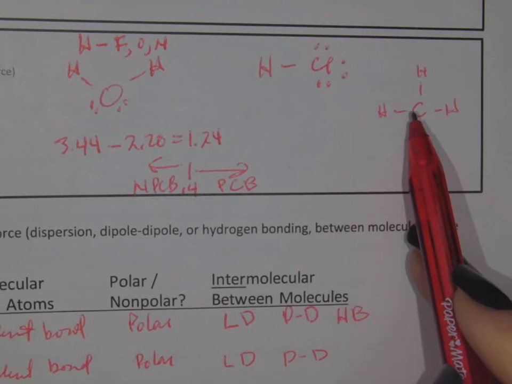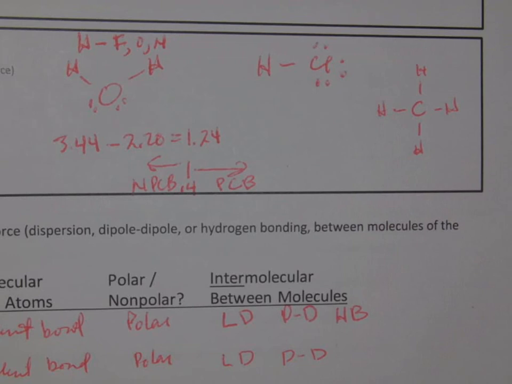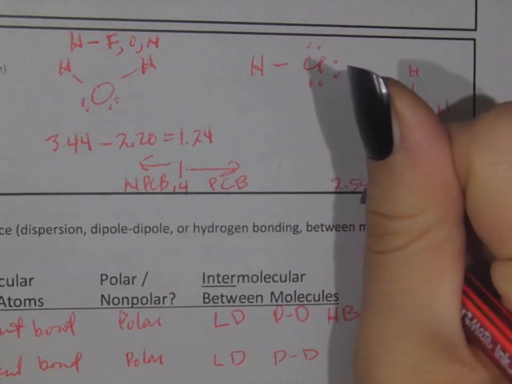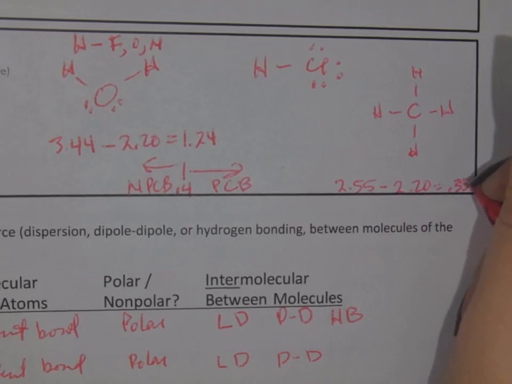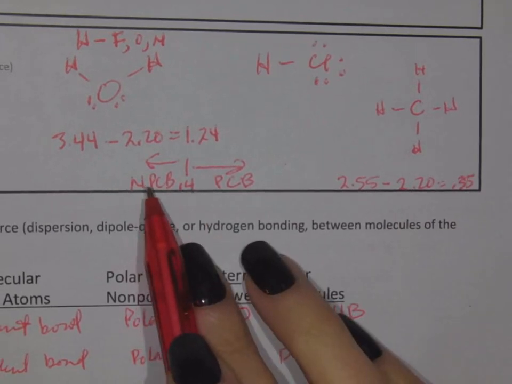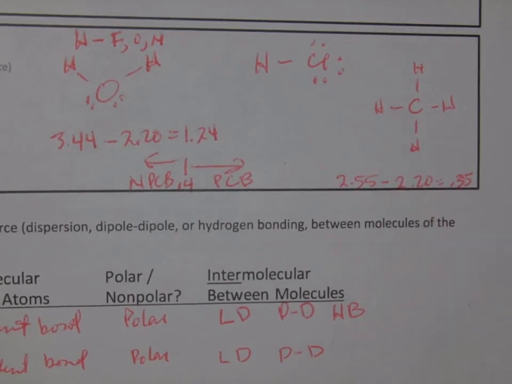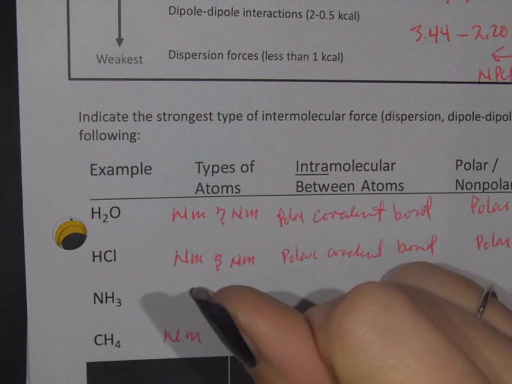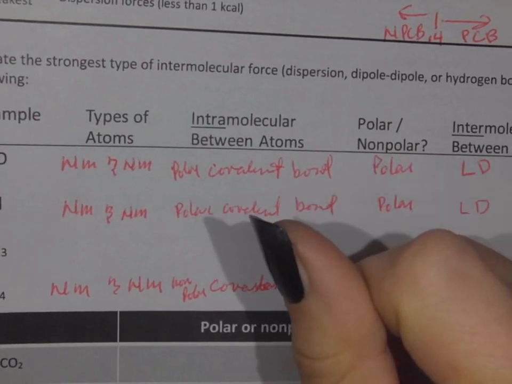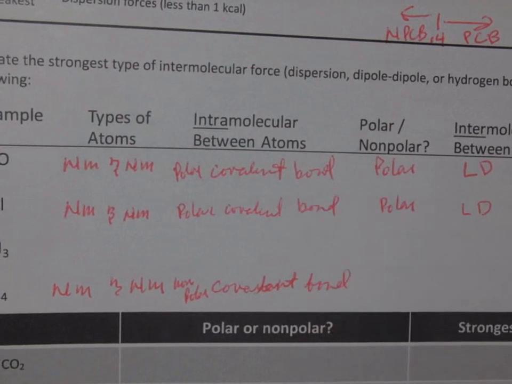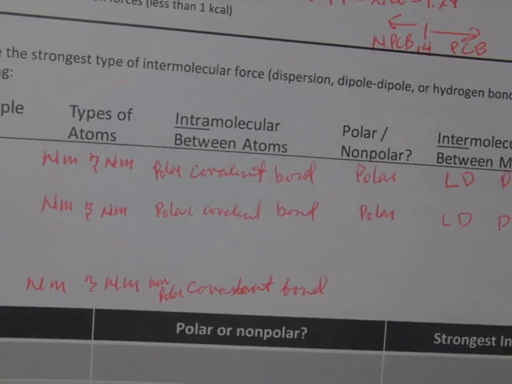And the bond is between carbon and hydrogen. So carbon has an electronegativity of 2.55. Hydrogen's 2.20. And if you subtract these, you get 0.35. So it is less than 0.4. So this bond, this intramolecular force, is a nonpolar covalent bond.